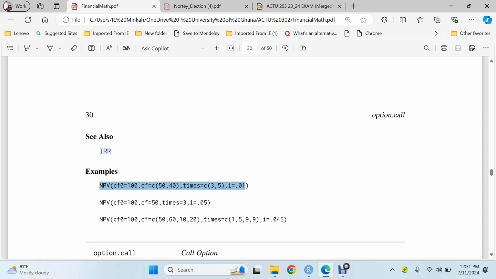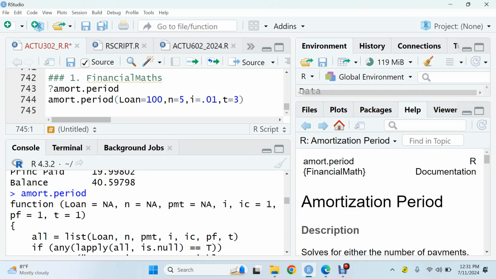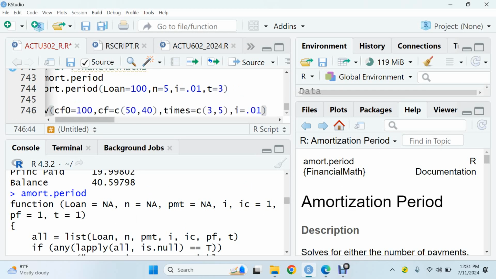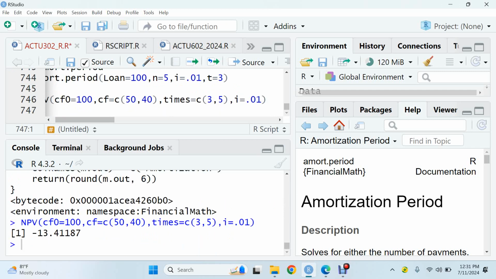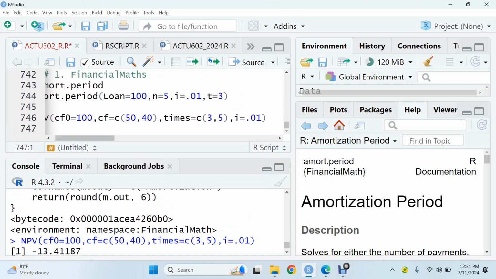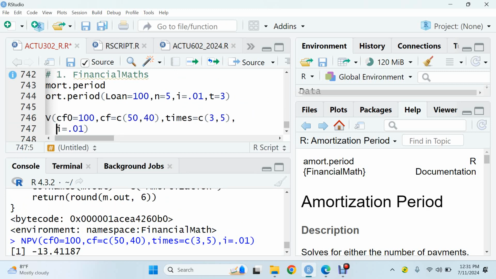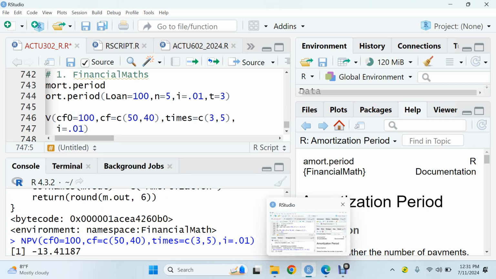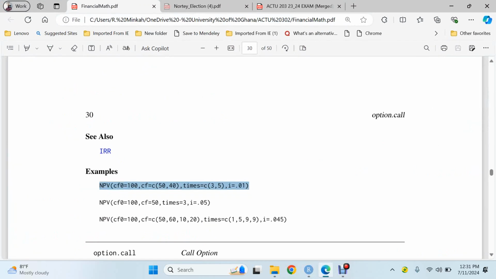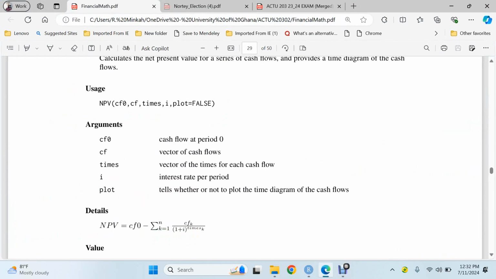All right, okay. So we can look at this and see how our output, and then we can now do our own. So this output is negative. So what is your decision? What should be your decision? Is the investment viable? No. Good. Okay. Let's see how the plot is done. What's the argument for that? Is plot is equal to true.